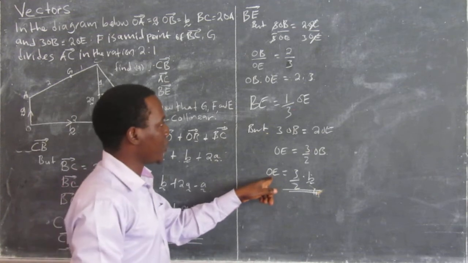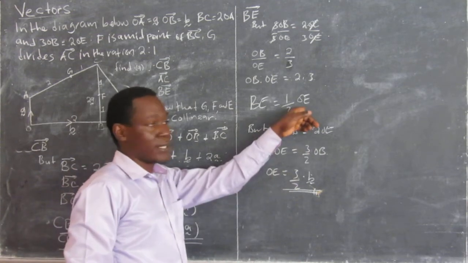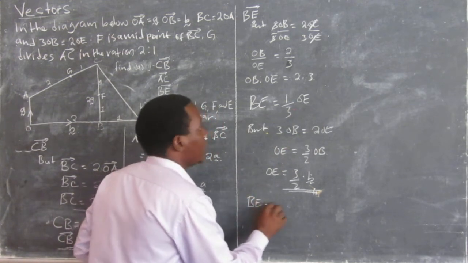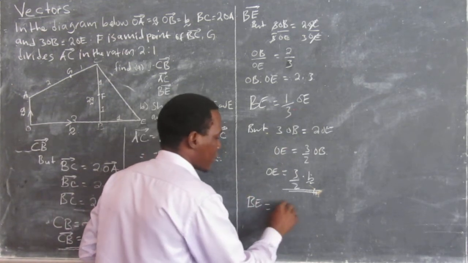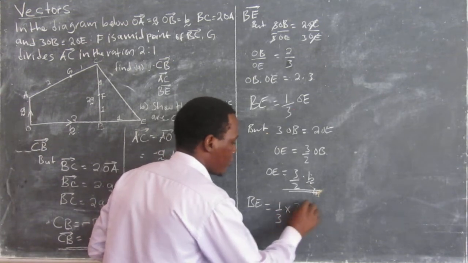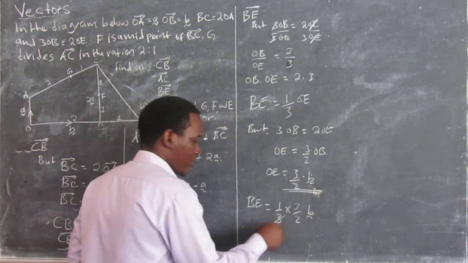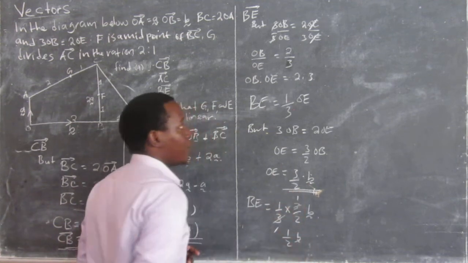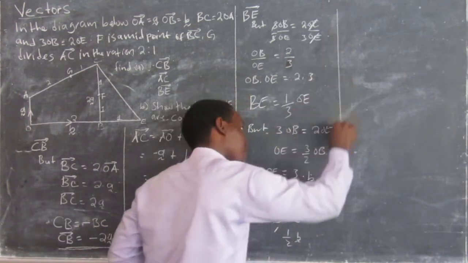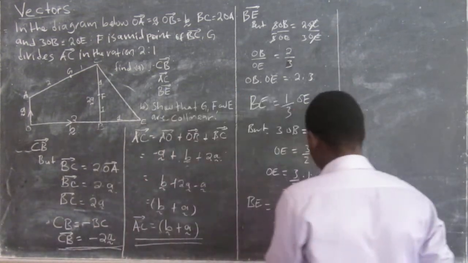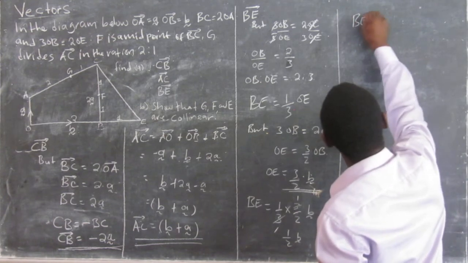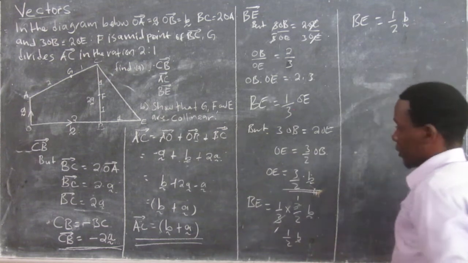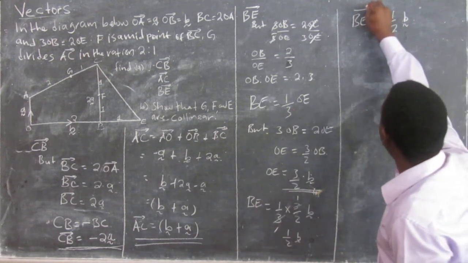Since we have our OE here, we can substitute our OE in this expression. We shall say BE is equal to a third times 3 out of 2B. Therefore, this 3 goes to 1, that 3 goes to 1, we shall end up having a half B, implying that my BE in this case is supposed to be 1 out of 2B. Therefore, I've got the vector of BE as that one.